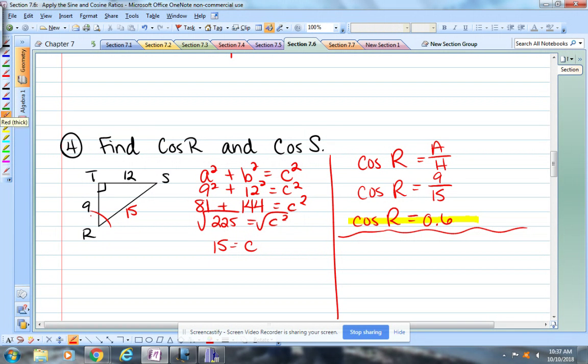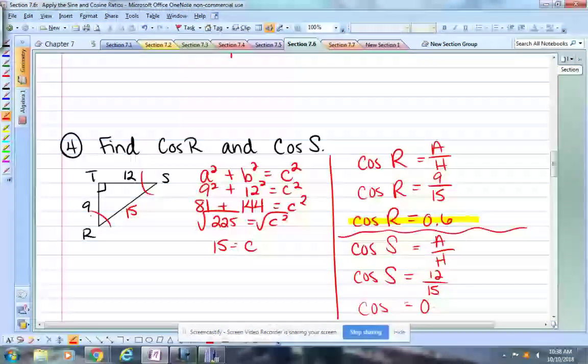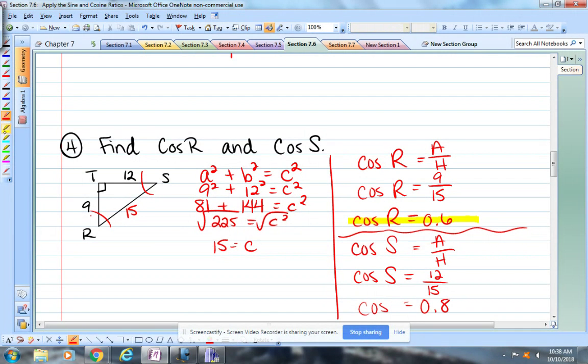All right. And then next we need to find the cosine for angle S. Again, it's going to be adjacent over the hypotenuse. So angle S is up here toward the top. What's the length of the leg that's adjacent to angle S? 12. Over the length of the hypotenuse, which is 15. And 12 over 15 is what decimal? They like that one as well. That's kind of boring, isn't it?